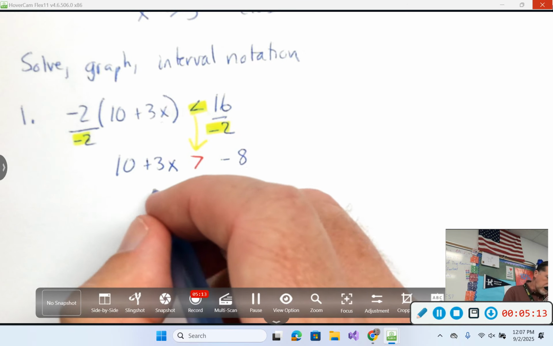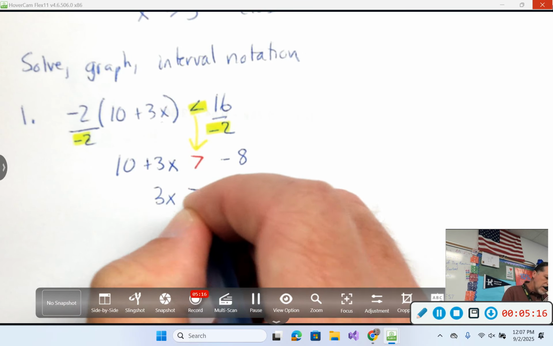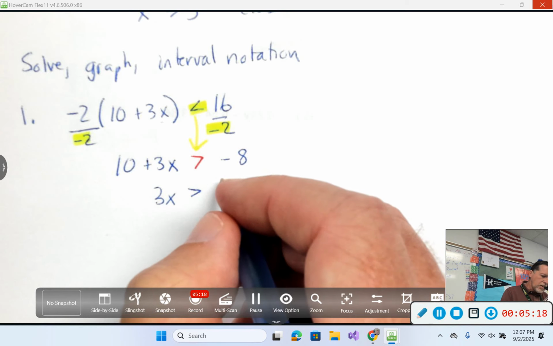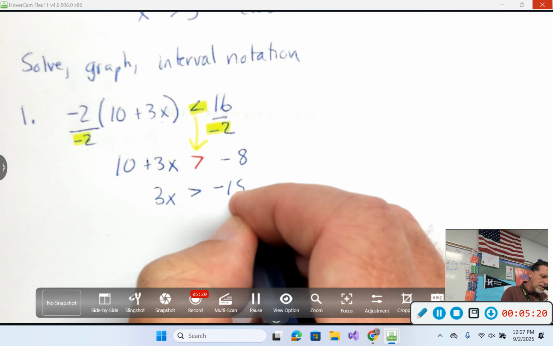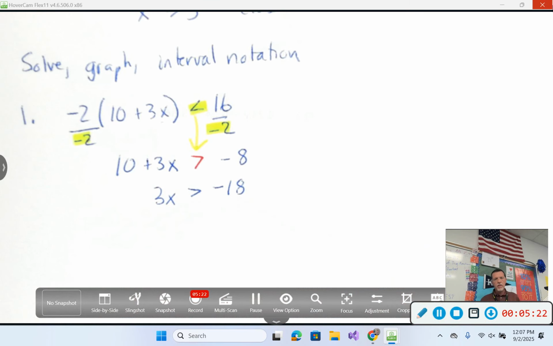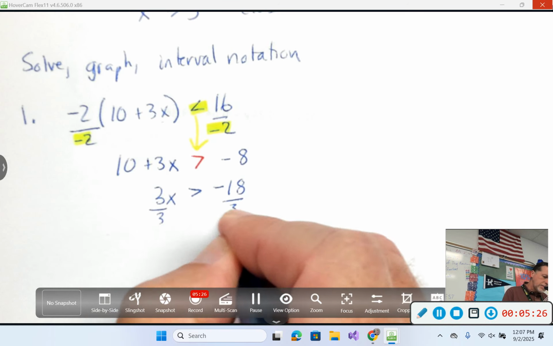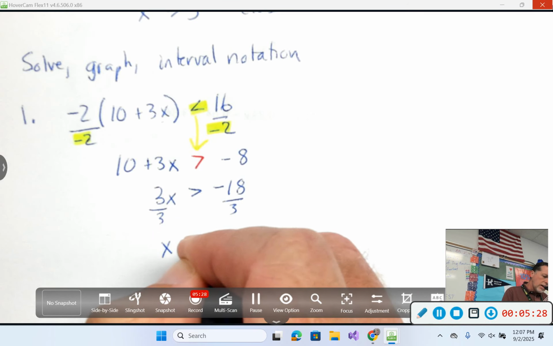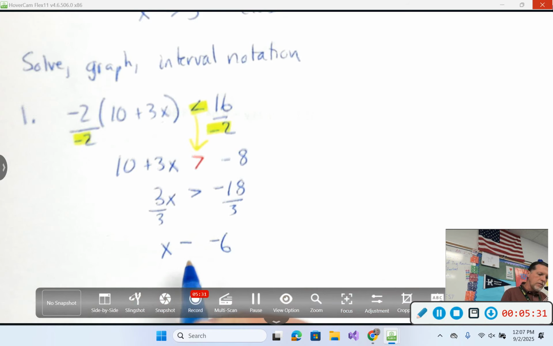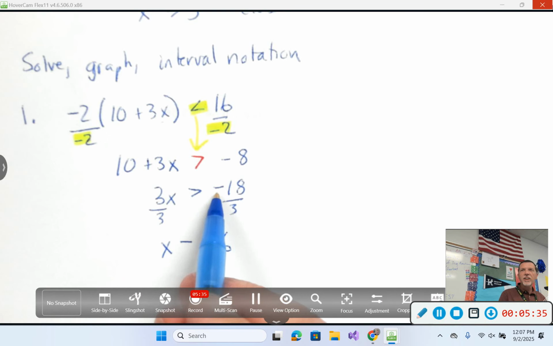Right, let's subtract 10. So 3x is greater than negative 18. And then divide by 3. X is, oh wait a minute, do I flip the inequality or not? No. Got a negative there. This is not divided by the negative. I didn't divide by a negative.